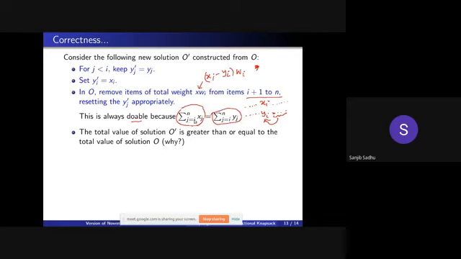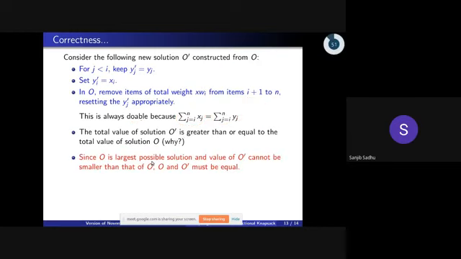The simple sum of all the fractions from j equal to i to n in this case and in that case are the same. Now the total value of solution O prime is greater than or equal to the total value of solution O, because I am maximizing the profit at each index i. Whenever you take a larger fraction of item i, the profit also increases. So the profit of O prime is greater than or equal to the total value of O.